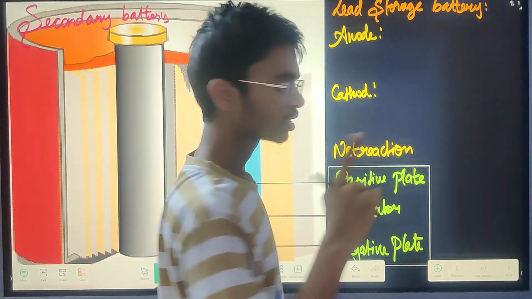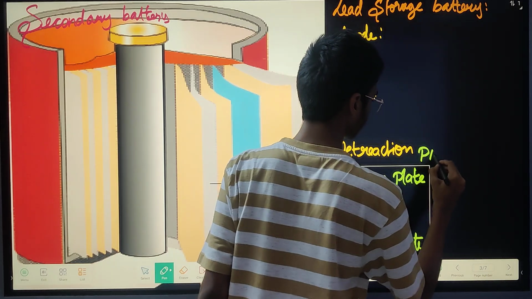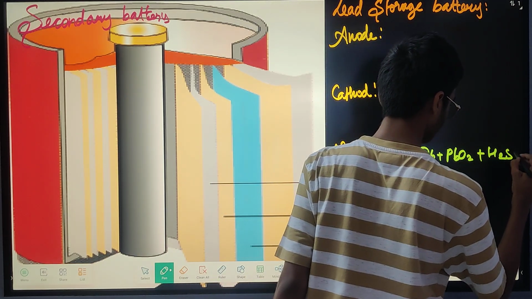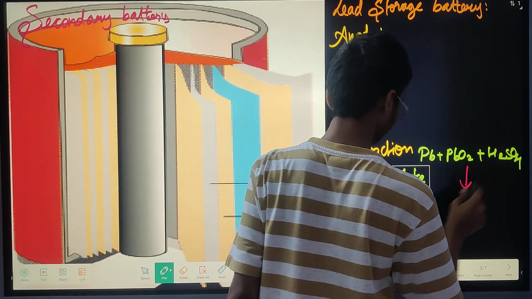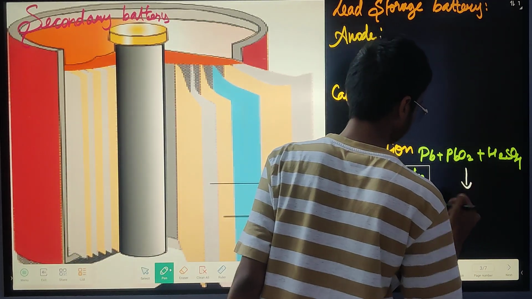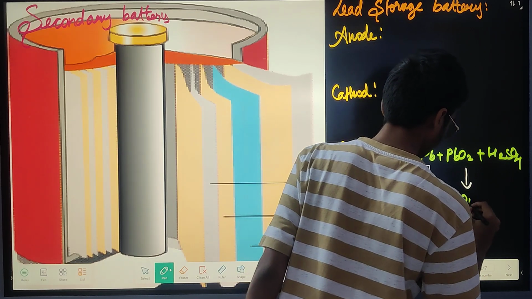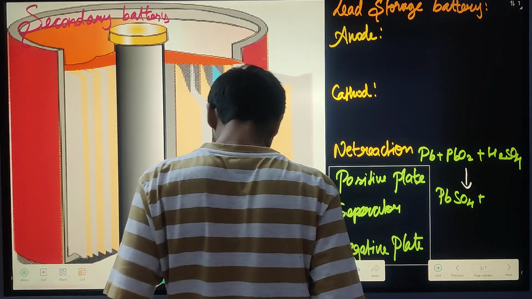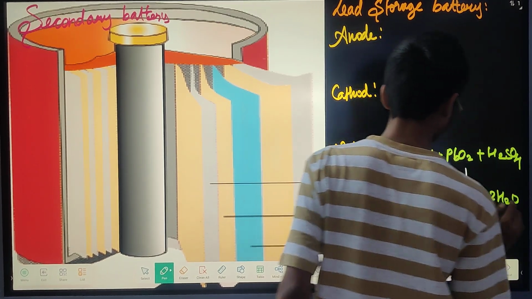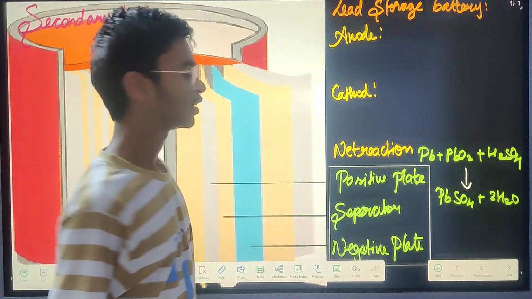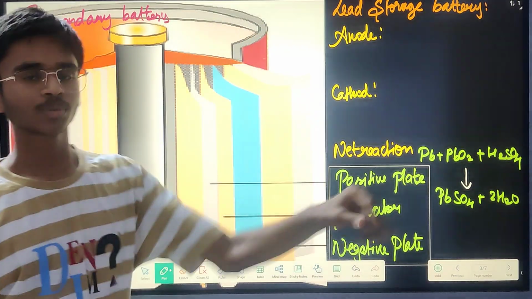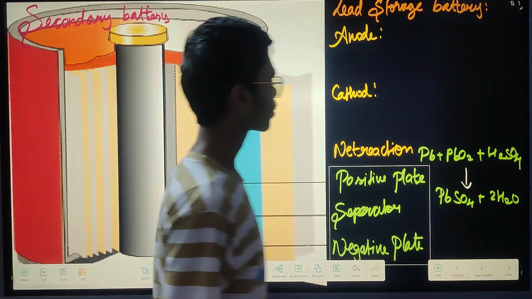Okay, so the net reaction is Pb plus PbO2 plus H2SO4 gives rise to PbSO4 plus 2H2O. This is the total net reaction.